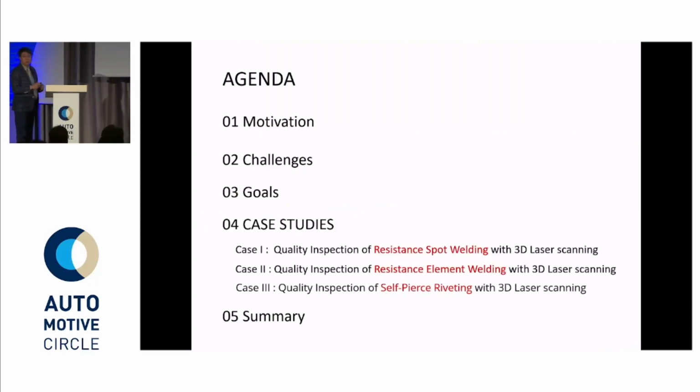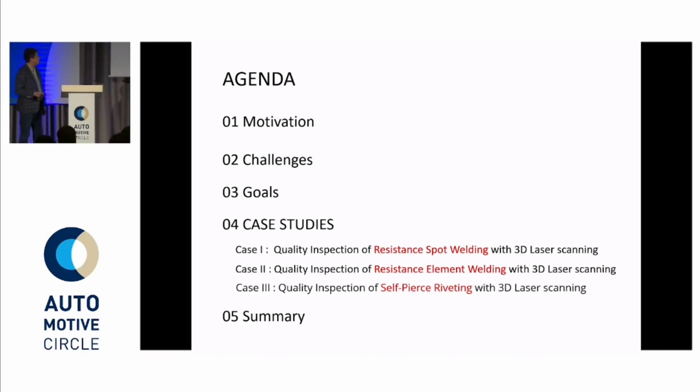So here is the agenda. First, the motivation of this development, and second, some challenges will be addressed, and also the development goal will be expressed, and I will provide some case studies for this development. Case 1 is the quality inspection of resistance spot welding with 3D laser scanning, and second one is quality inspection of resistance element welding with laser scanning, and then finally, case 3, quality inspection of self-pierce riveting with the 3D laser scanning.